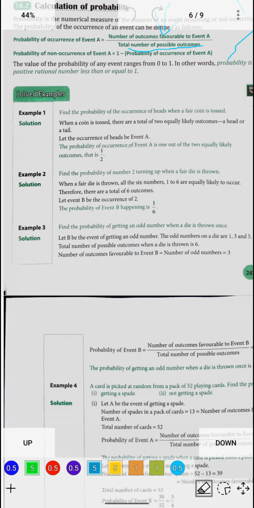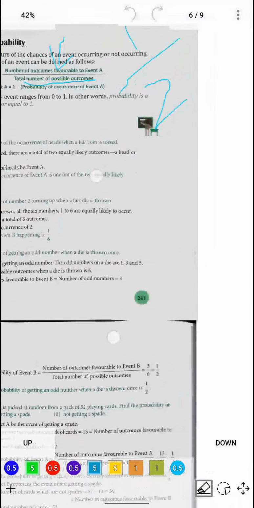There was a technical glitch. Example 2. Find the probability of number 2 turning up when a fair die is thrown.